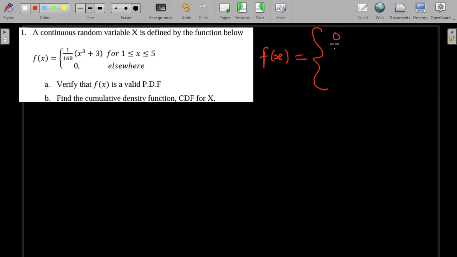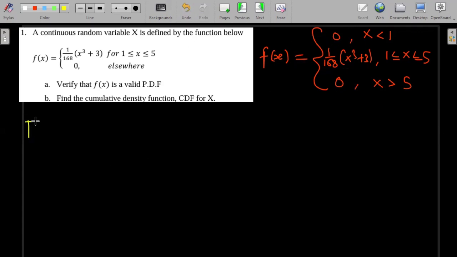So this PDF is 0 if x is less than 1, okay? And then it is 1 over 168, x to the power 3 plus 3, if x is between 1 and 5. And then it's also 0 when x is greater than 5. So when finding the CDF, because the CDF is cumulative, we have to find the CDF of this, the CDF of this, and the CDF of this. So even our CDF will be in terms of a piecewise function. Okay, so what are we going to do? We start with the first one.